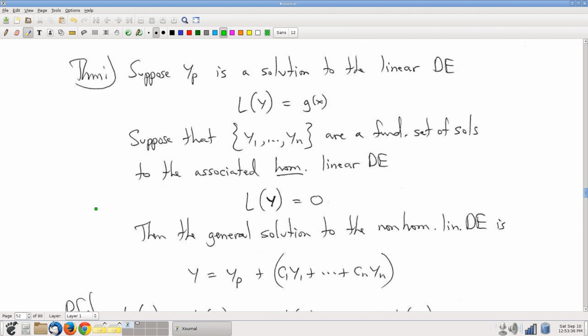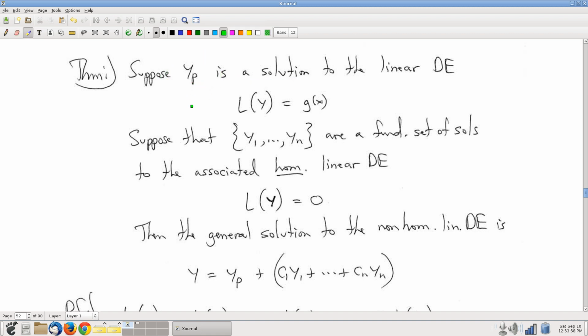Here we go. Suppose we have an nth-order linear differential equation. Note that this is not homogeneous. And suppose that I have a solution, and we're going to choose one and stick with it. So I'm going to call this y sub p, p for particular. This is a particular solution. Pick one, stick with it.